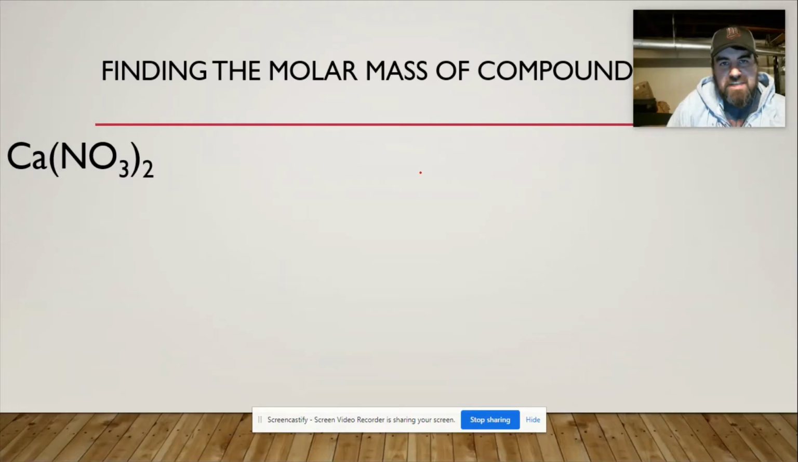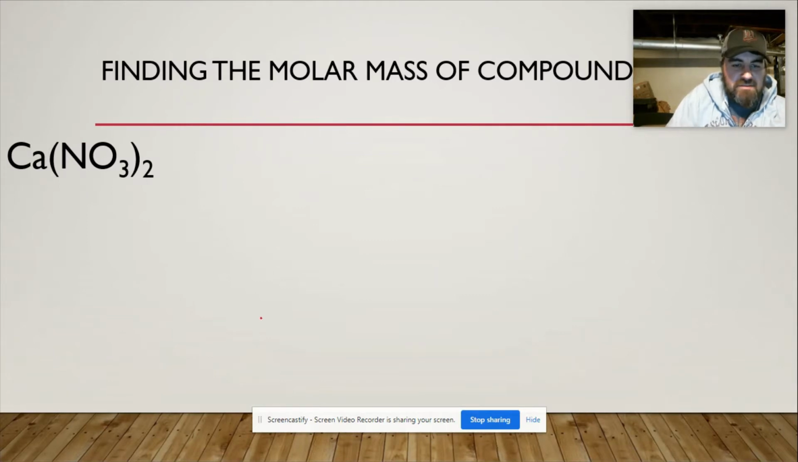All right, today, finding the molar mass of compounds. You already figured out how to find the molar mass of elements, which means you just look on the periodic table and you say, hey, right there, that number, the bottom number, the atomic mass. It's the same thing as the molar mass, except the unit's different. So what we're going to do now is find the molar mass of compounds.